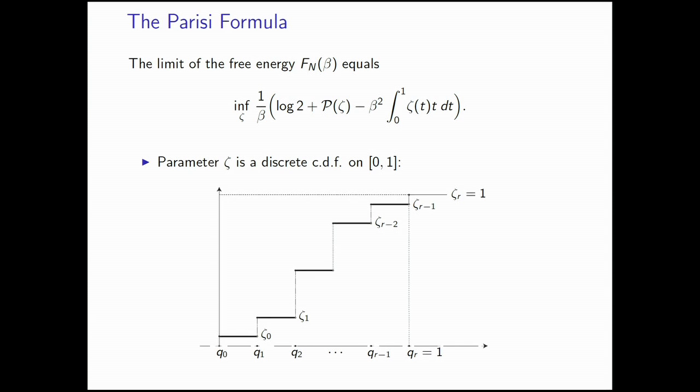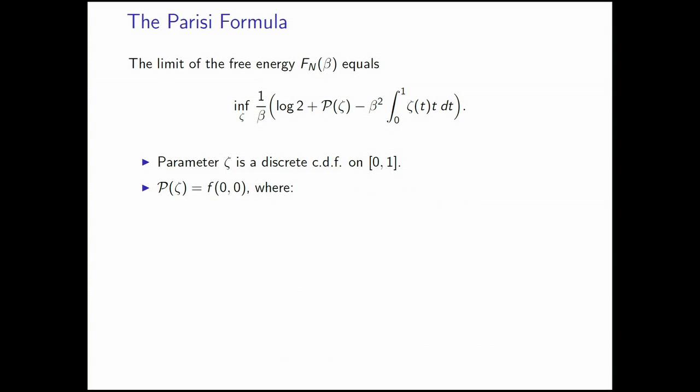And not just any functions, but these types of functions, which are just discrete cumulative distribution functions. In other words, these are just step functions with finitely many steps, increasing from 0 to 1 on the interval [0,1], which clearly encodes some kind of distribution. And this middle term is more complicated. You have one linear term, and the middle term is a nonlinear functional of zeta.